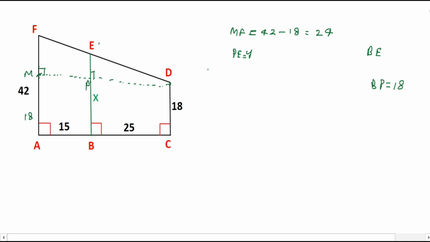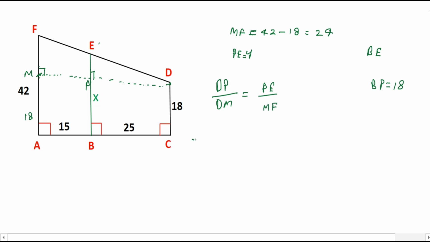So in order to find the value of Y, we will be using the basic proportionality theorem in triangle DMF. In fact, in triangle DMF, PE is parallel to MF. So in this triangle, the corresponding sides of the two triangles will be in proportion. That means here we will have DP divided by DM equal to PE divided by MF.